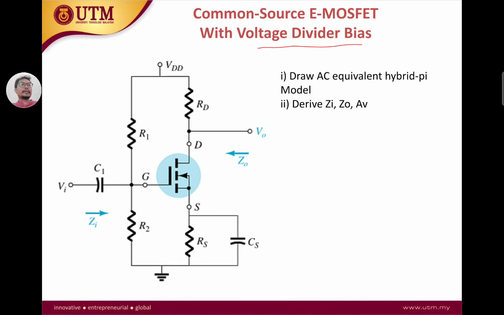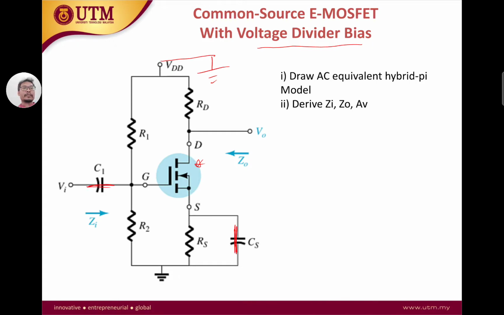Okay. So the first step in drawing the AC equivalent circuit, I'm going to use a hybrid pi model, because there is also the T model, for example, that we are not going to cover in this class. So using the hybrid pi model that we have seen in the previous video, we're going to replace the MOSFET with the hybrid pi model, and then we'll do some analysis. Okay, so the first step is to replace all the voltage sources with ground, and then to short out all our capacitors.